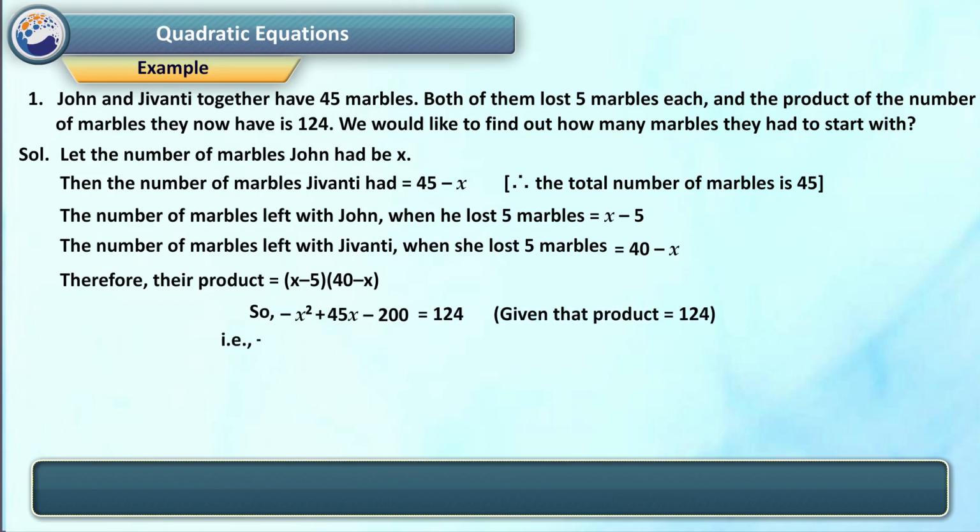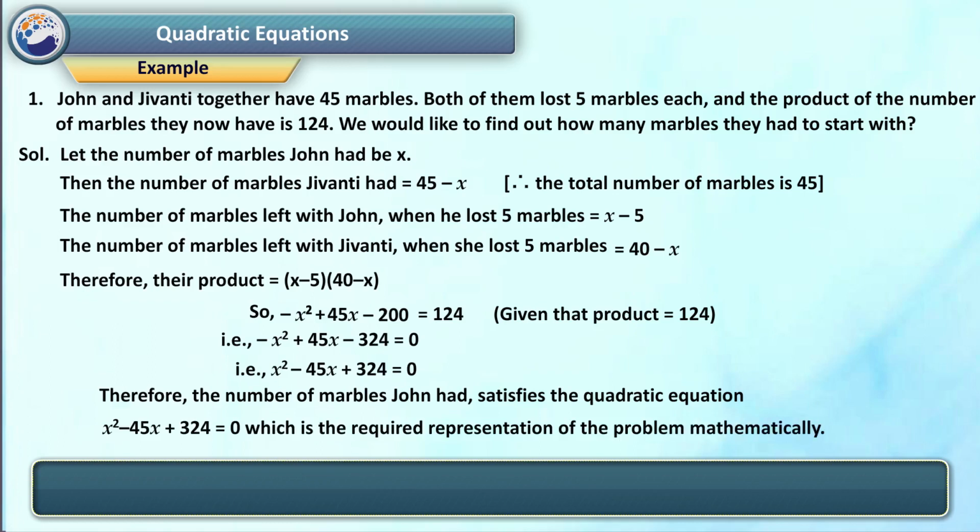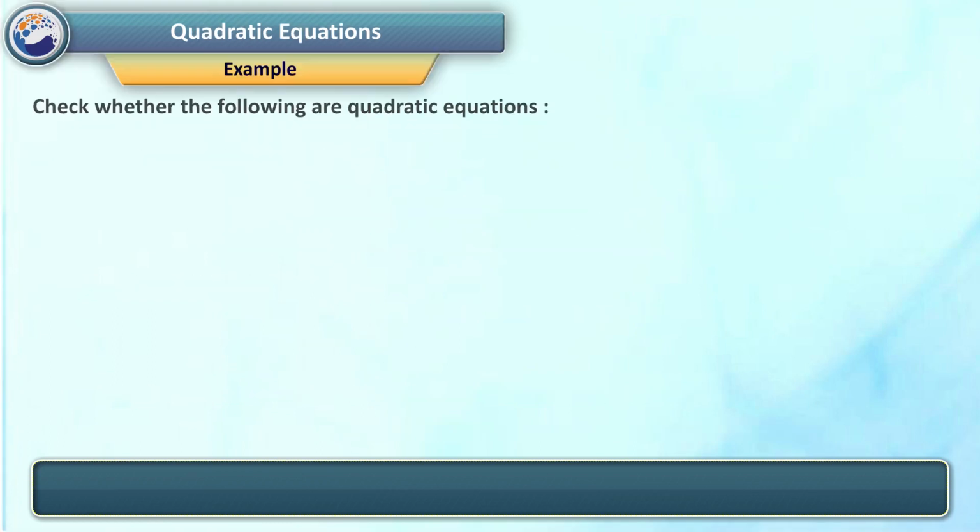In other words, minus x squared plus 45x minus 324 is equal to 0. Multiplying by minus 1 throughout, we get x squared minus 45x plus 324 is equal to 0. Therefore, the number of marbles John had satisfies the quadratic equation x squared minus 45x plus 324 is equal to 0, which is the required representation of the problem mathematically. Check whether the following are quadratic equations.